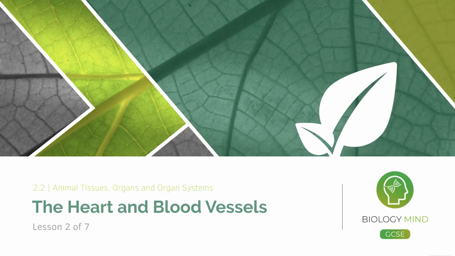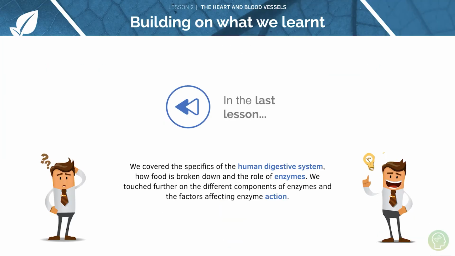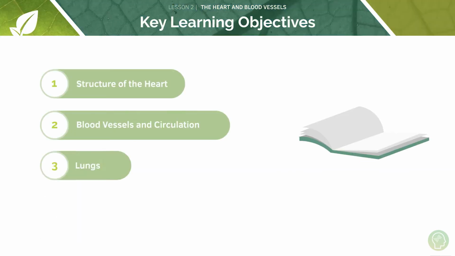So let's get started. Hello, and welcome to tutorial 2 of 7, in which we'll be looking at the heart and blood vessels. Last time we had a look at the digestive system, and in a very similar way we're going to break down the components of the circulatory system, or the cardiovascular system I should say, and explore this in further detail. These are going to be our key learning objectives for today.